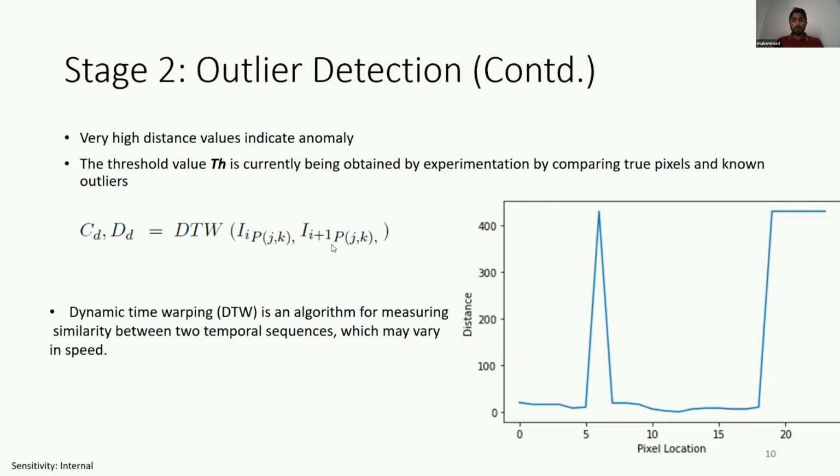It is quite visible that whenever there is a huge difference in distance, it means there are anomalous values. These very high distances are actually indicating the anomalies. So a threshold is set. I'm currently obtaining this threshold by experimentation and by comparing known pixels, like a known true pixel and a known outlier, to see what sort of distance value I get when comparing a known pixel and an outlier.